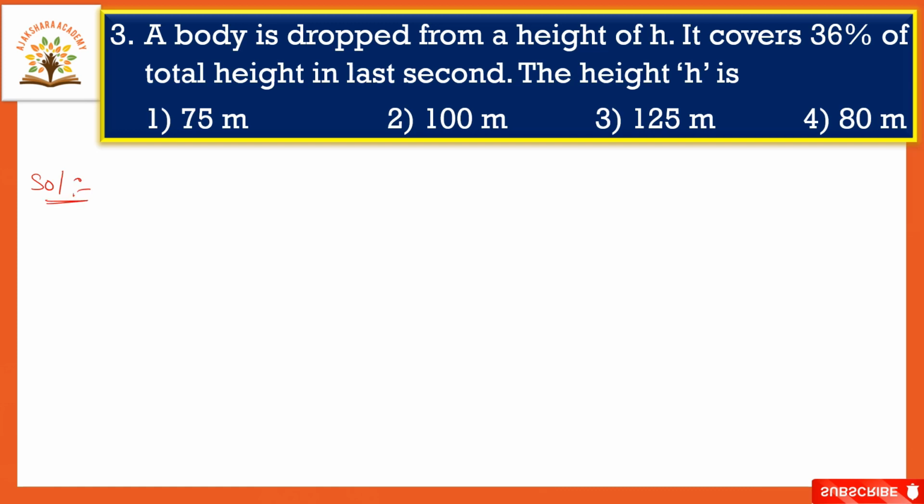Here a body is dropped from a height h. It covers 36%. So h is equal to half gt square. Here it is a falling body, so u is equal to 0. So h is equal to half gt square. This is considered as equation number 1. So in the last second, distance travelled is equal to 0.6 h.